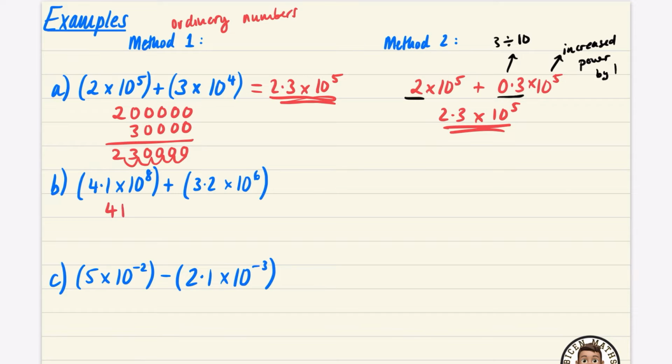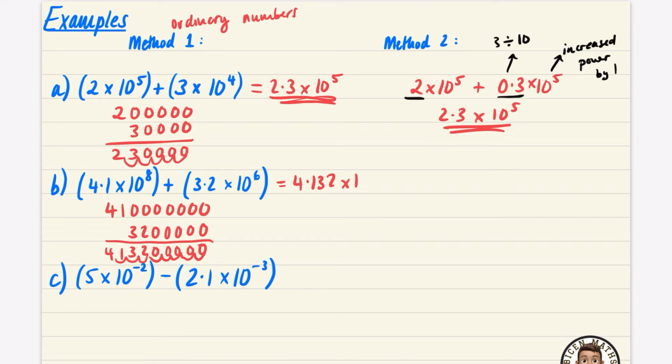Okay, 4.1 times 10 to the 8. That would be 4, 1, followed by 7 zeros. 1, 2, 3, 4, 5, 6, 7. And then 3.2 times 10 to the 6. Well, there's going to be 5 zeros. 1, 2, 3, 4, 5 zeros. And then the 3 and the 2. So when I add these together, I'm going to get 0, 0, 0, 0, 0, 2, 3, 1, and 4. So in standard form, it's going to be 4.132, 1, 2, 3, 4, 5, 6, 7, 8 times 10 to the 8.